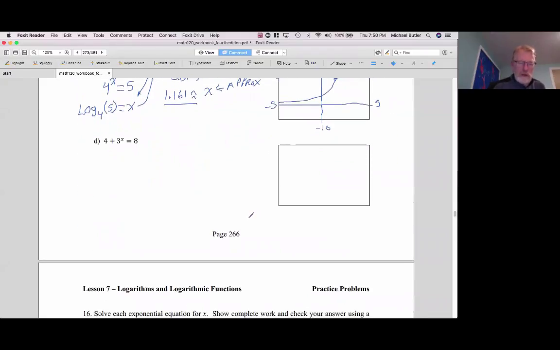The thing to notice this time is it's not a number being multiplied by the exponential, but we've got a number added to our exponential. So again, what we want to do is get the exponential by itself and get all the rest of the stuff away from it. So we're going to go ahead and subtract 4 from both sides. If I subtract 4 from both sides of this, I get 3 to the x is equal to 4. Right? Subtract the 4 from the 8 and I get back a 4.